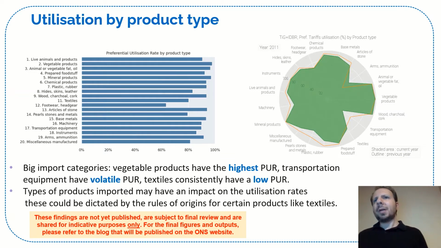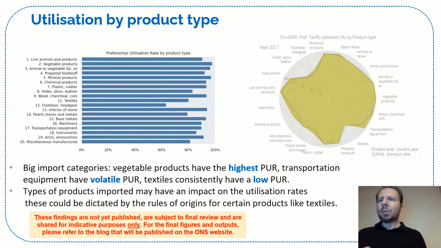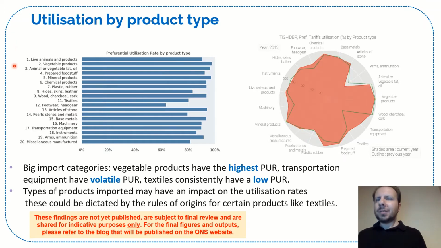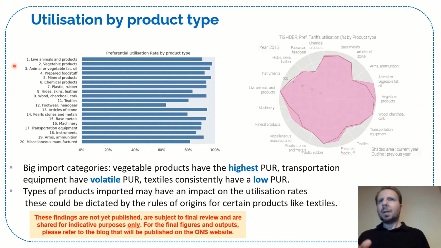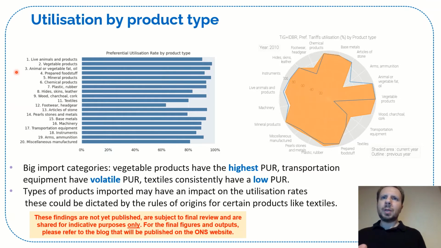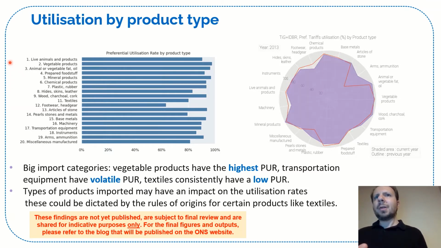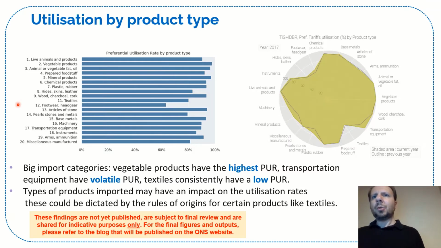Now I will present some results from our analysis, starting with descriptive statistics. What we can see here is utilization by product type. On the left side of the slide, we see overall utilization over the period 2009 to 2019. We can see that there are certain products, such as vegetable products, that show high utilization. And then there are products such as footwear and headgear that show low utilization for the entire period between 2009 and 2019.